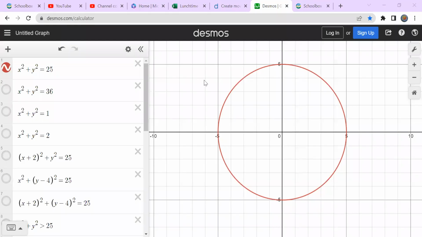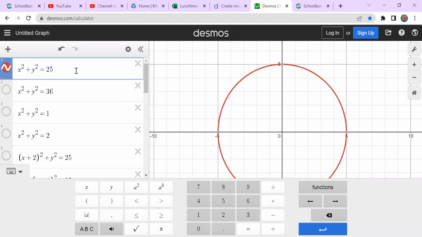Hello, everyone. So you should have looked at the sheets on how to manipulate a circle. Let's just do a bit of review on how to manipulate a circle. So here is the standard formula for a circle. This is with a center 0, 0 and a radius of 5.